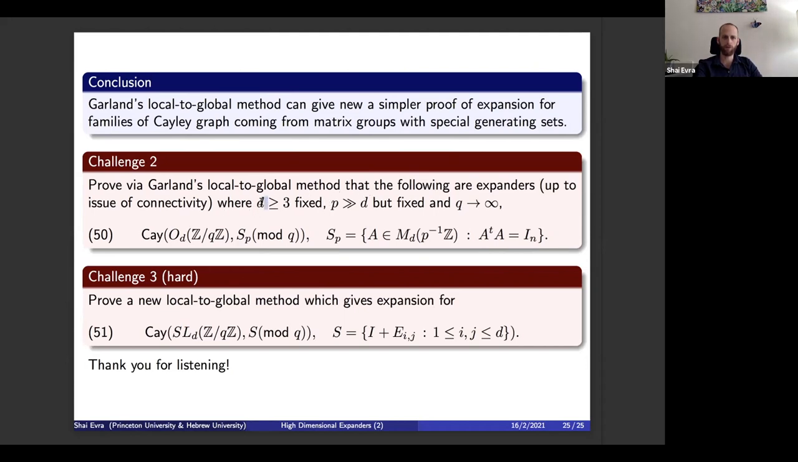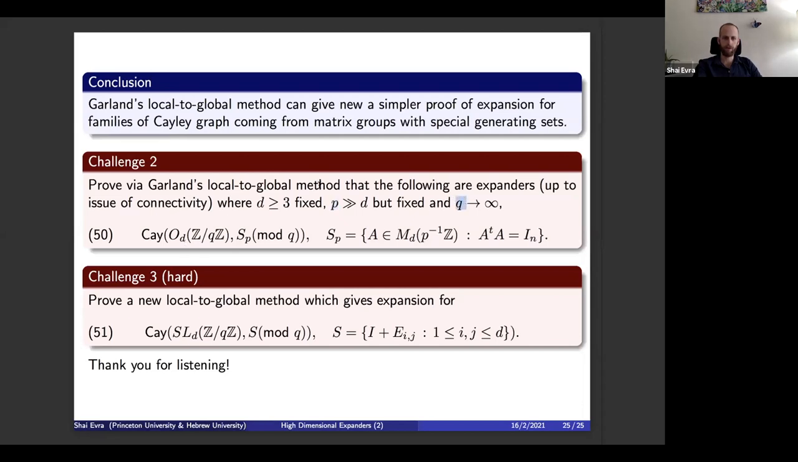So you take any D greater or equal to 3, fix it. You might need to pick a prime P. P determines the set of generators, which is somewhat larger than D. I don't know, you'll have to check. But let's assume that P is also fixed, but a big prime. And now you look at the family when Q grows to infinity.